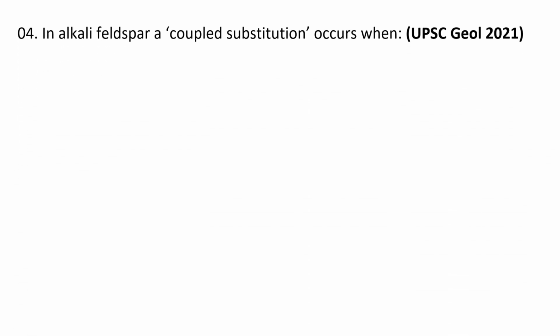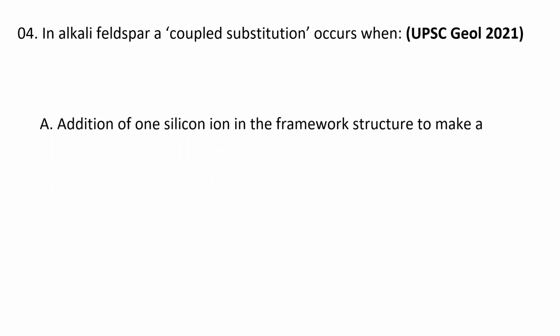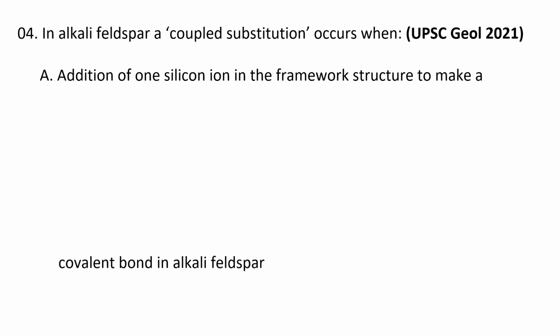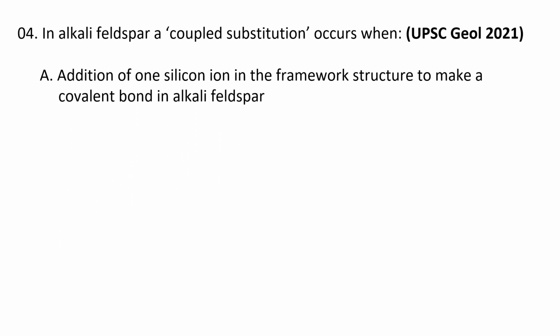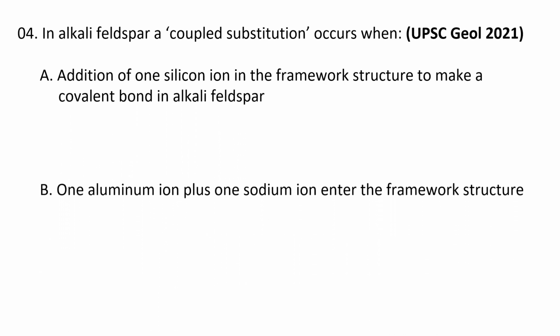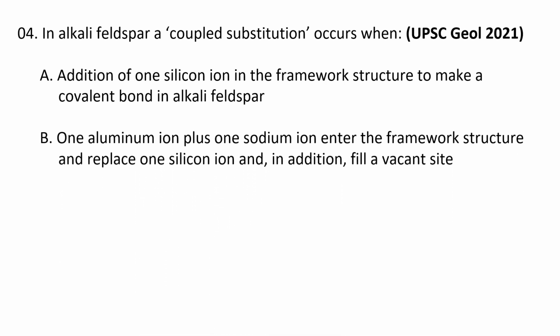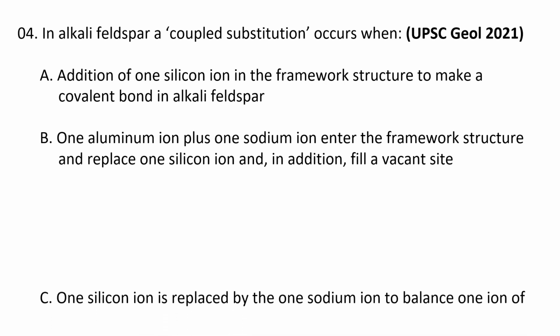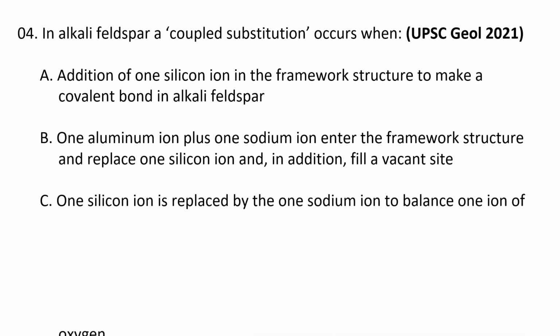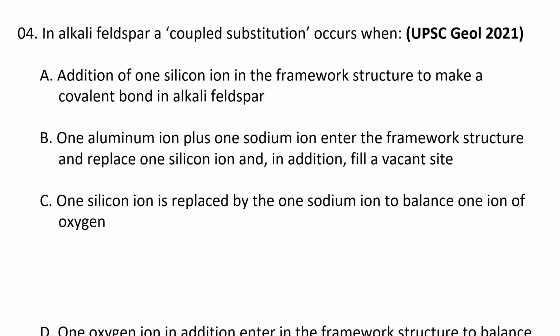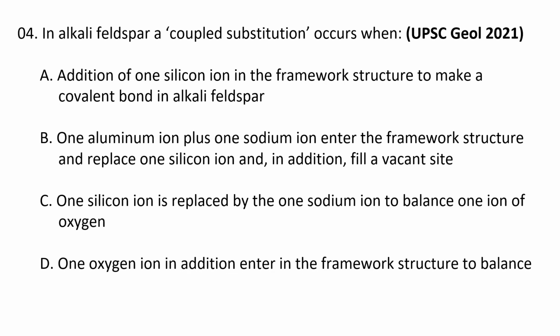In alkali feldspar, a coupled substitution occurs when A. Addition of one silicon ion in the framework structure to make a covalent bond in alkali feldspar, and B. One aluminium ion plus one sodium ion enter the framework structure and replace one silicon ion, and in addition they fill a vacant site, and C. One silicon is replaced by one sodium ion to balance one ion of oxygen, and D. One oxygen ion in addition enters the framework structure to balance the charge of silicon and alumina.